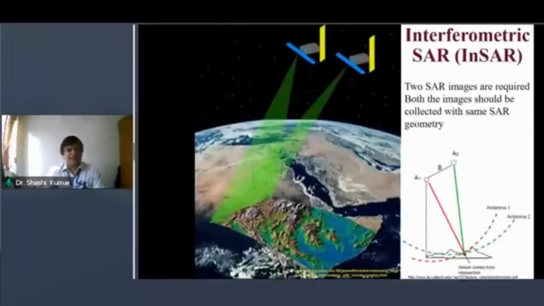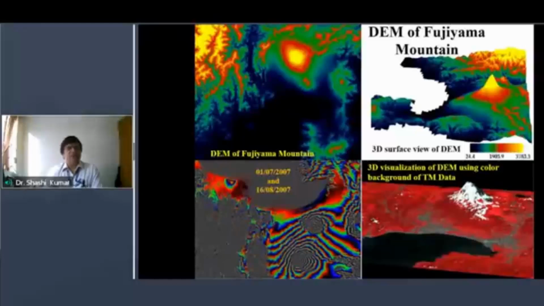Like interferometric SAR, we have already seen that with the help of interferometry, one will be able to generate a digital elevation model as well as the subsidence. So this is a digital elevation model which is generated for one area, Fujiyama mountain. I have taken it just to show the digital elevation model 3D view of the Fujiyama mountain. I have not taken it for any archaeological site, but one can do it for archaeological sites also.